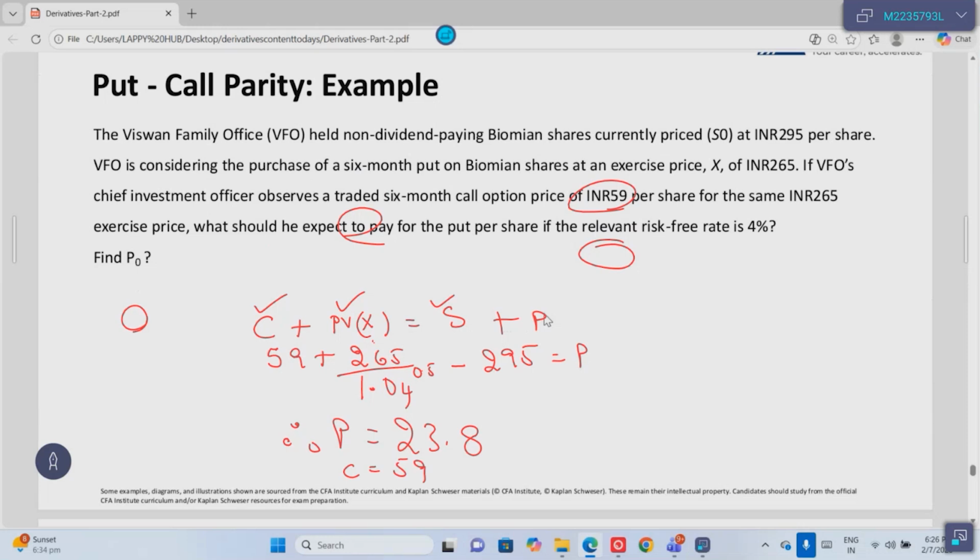So the stock price is 295 and the exercise price is 265. So the exercise price is lower than the stock price. So the call already has an exercise value of $30.